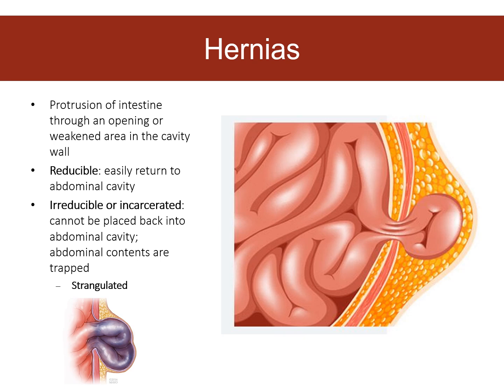Hernias. This is protrusion of intestine through a weak area of the abdominal wall. Okay, it just kind of pops through. So if it is reducible, you can just push it back in and they can sew that opening, that weakened area in the wall, shut. If it is irreducible or incarcerated, that means it is trapped on the outside and cannot be put in. So those patients will likely need surgery, especially if it is strangulated, like this picture.